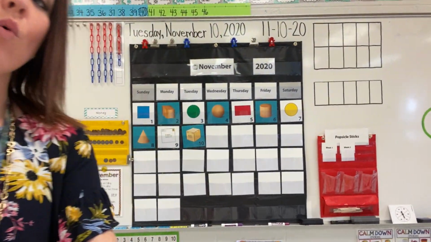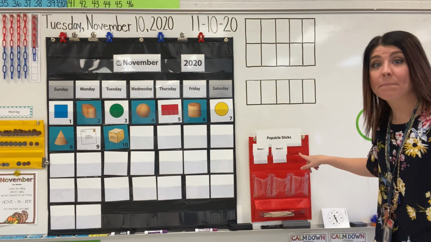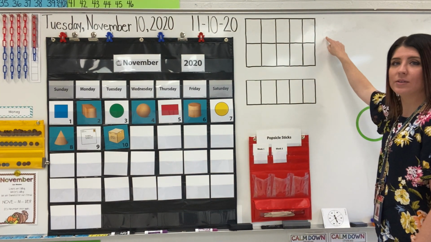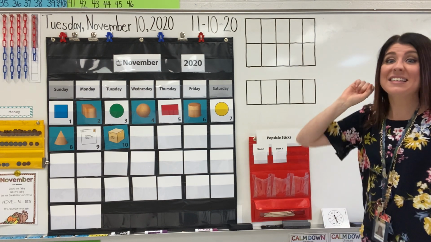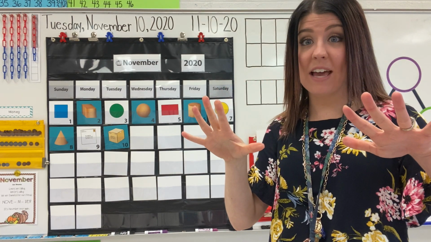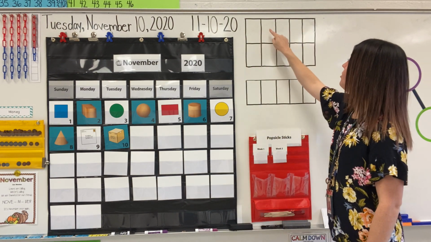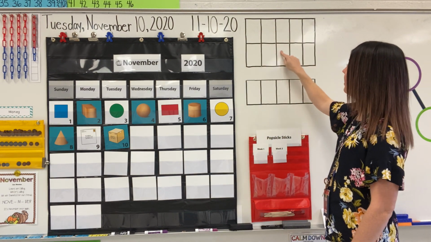All right, now we are gonna start collecting things today. And we're collecting popsicle sticks. Now I have this and this up here. Do you guys know what this is? It's a 10 frame. And why is it called a 10 frame? Because it has space for 10 things in it. 1, 2, 3, 4, 5, 6, 7, 8, 9, 10.